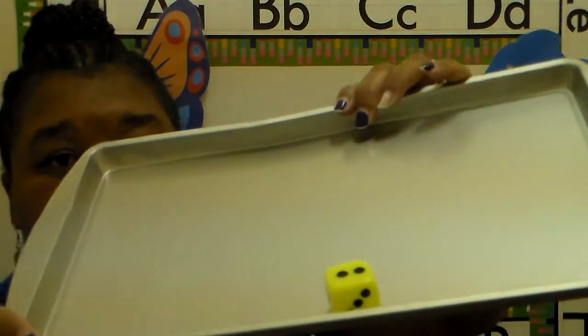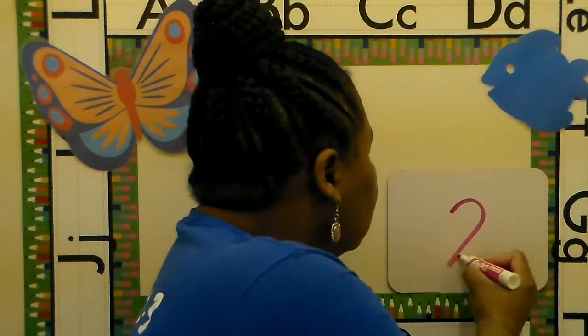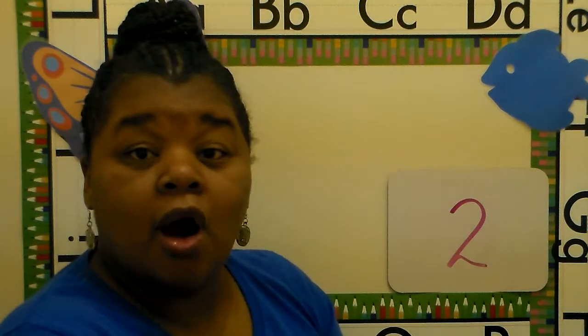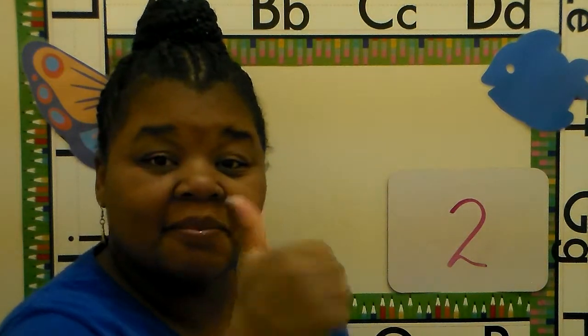Roll my dice again. Count the dots. Here we go. Give you a second to write your answer. And if you said the number 2, or wrote down the number 2, you are correct. Thumbs up.